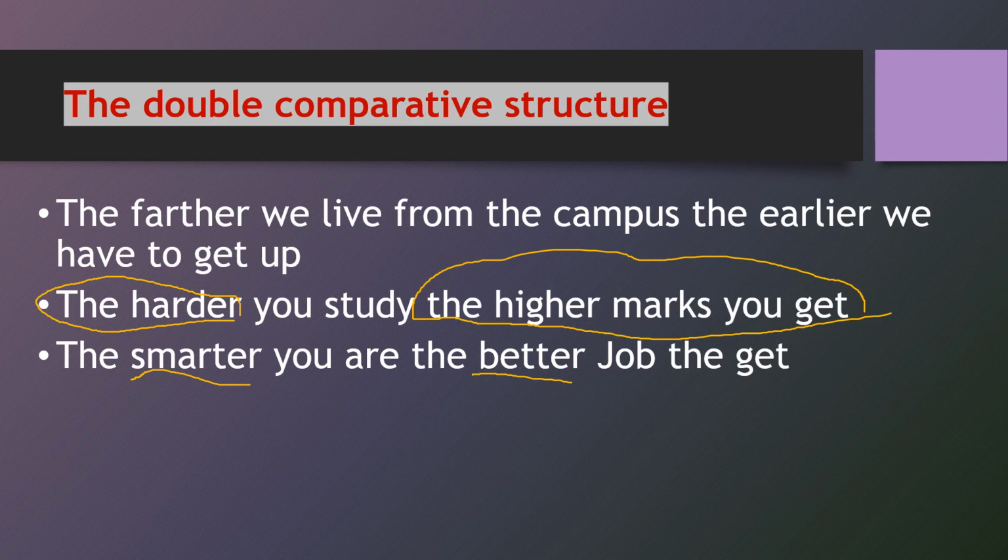Okay? If you look at the structure, all of them consist of the, and then the comparative degree. In the first place, we have the further, the harder, the smarter. Then it is followed by the subject. And after that, you have the rest of the clause, we live, for example, from the campus. And then in the next place, we have the, with the comparative degree earlier. Again, we have the subject. And after that, you have the verb and the complement. So this is the structure. You can look at the details of this structure in your book on page 315.